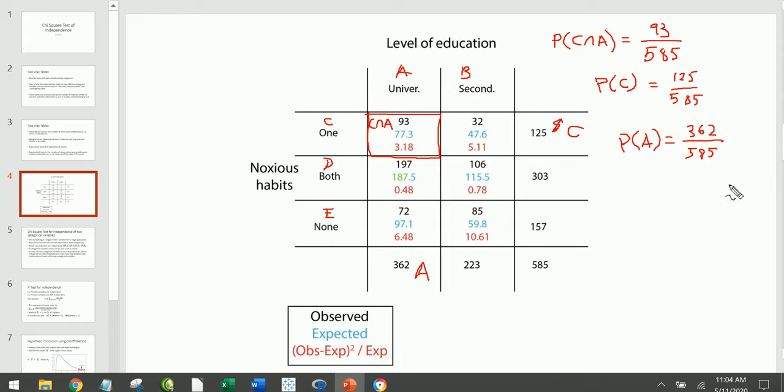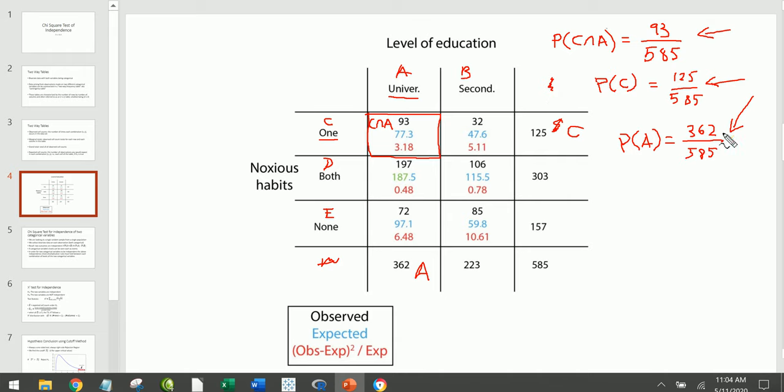Now, what probability theory tells us is that if this event, university, which we're calling A, and this event, noxious habit being 1, which we're calling C, are truly independent, then the probability of their intersection, which we got up here, is going to equal the product of their marginal probabilities. And you see why they're called marginal probabilities. We looked at the margins of this table, right? Okay. Now let's check that.